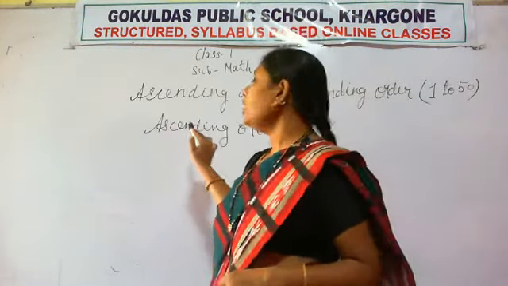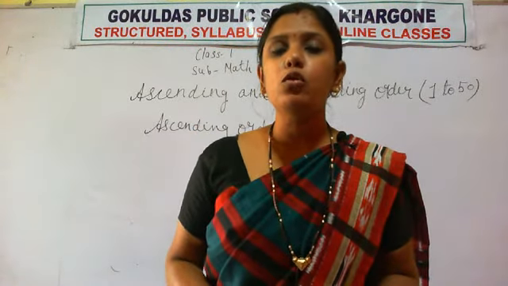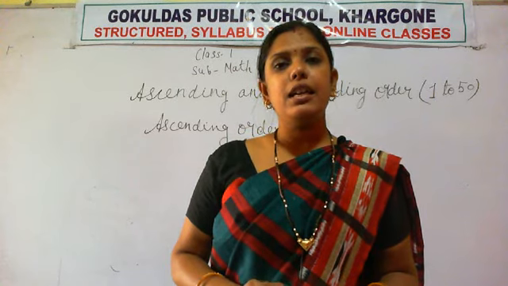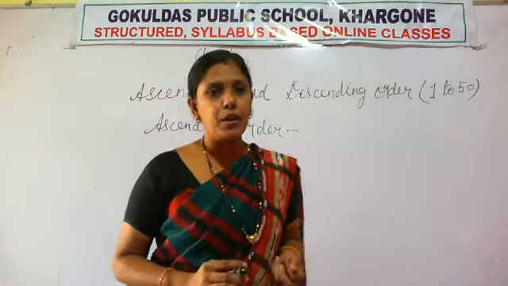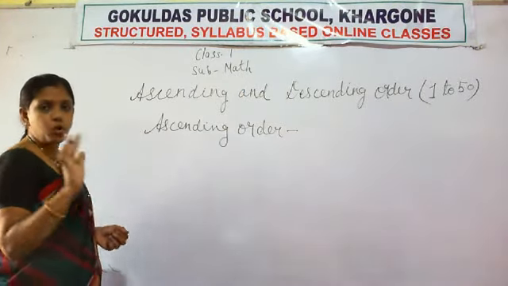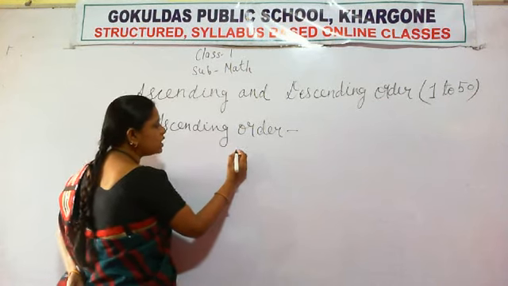The arranging of numbers from smallest to the biggest is known as ascending order. Okay, understood? First take one example. Suppose I am writing here. You don't write just now. You just listen to what I am explaining.